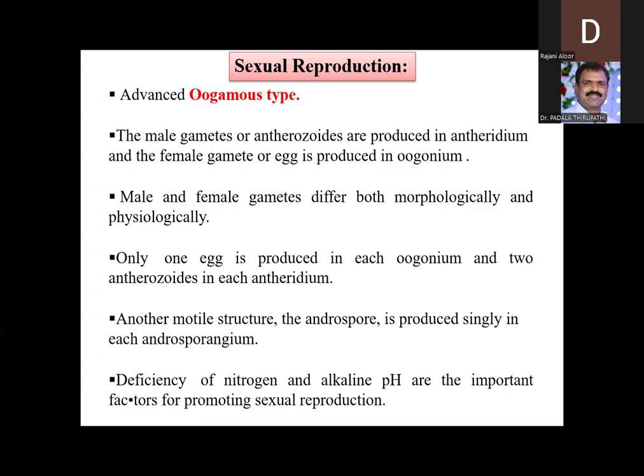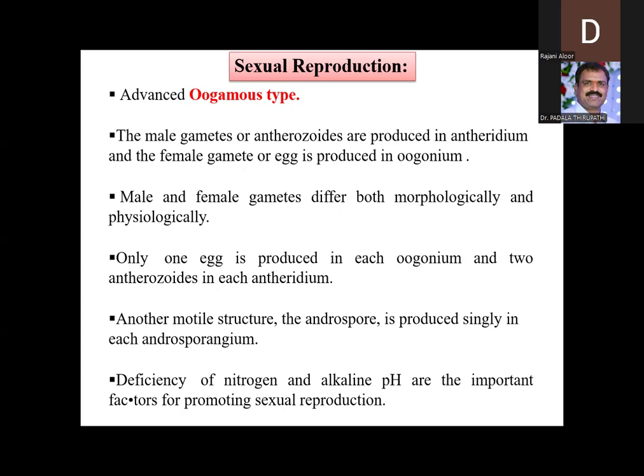Next one, sexual reproduction. Here, the sexual reproduction in Oedogonium is of the advanced oogamous type. Sexual reproduction is more frequent in still water than in running water. Here, two gametes are most important. The male gametes are produced in antheridia and female gametes are produced in oogonia.